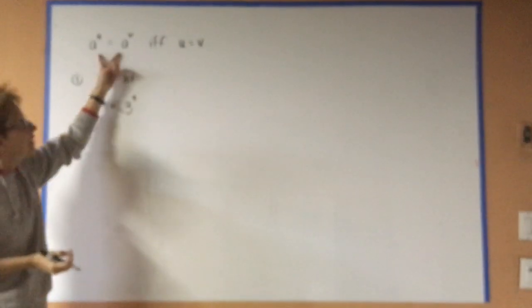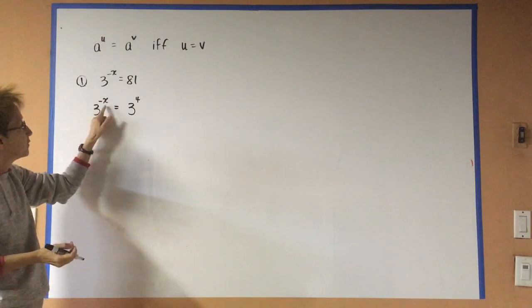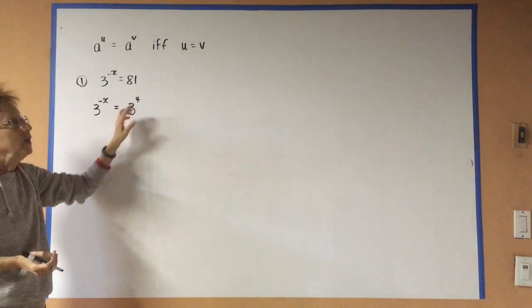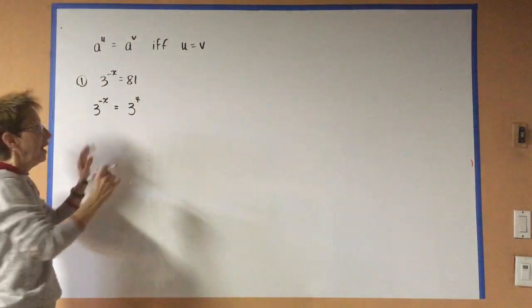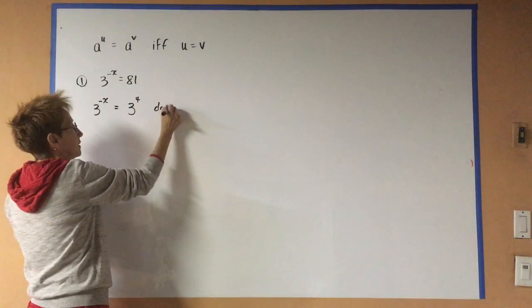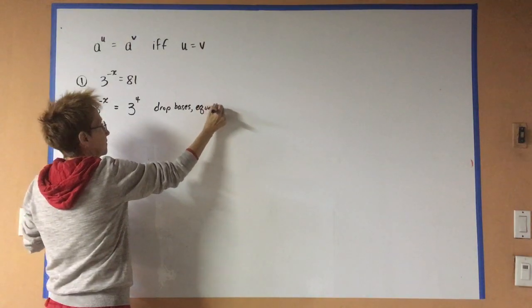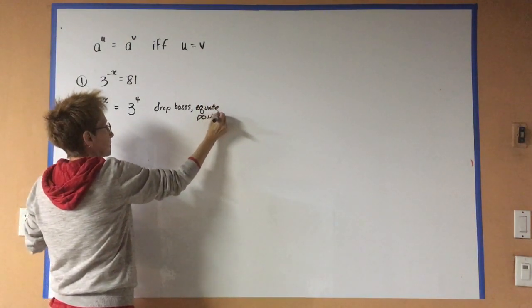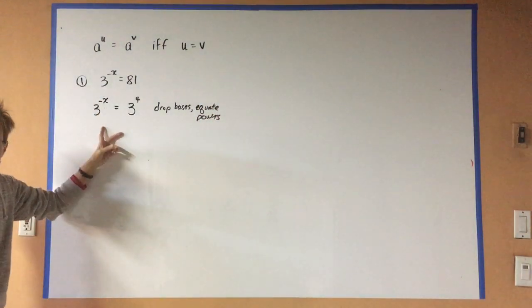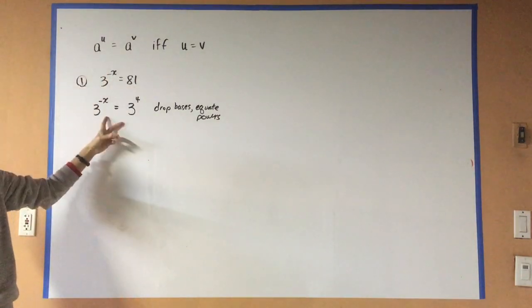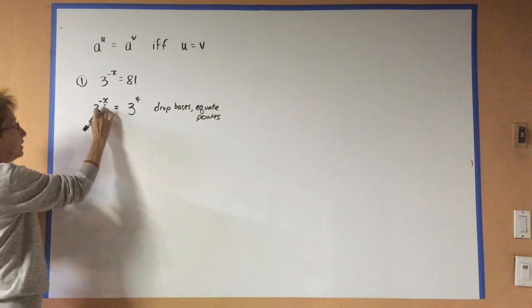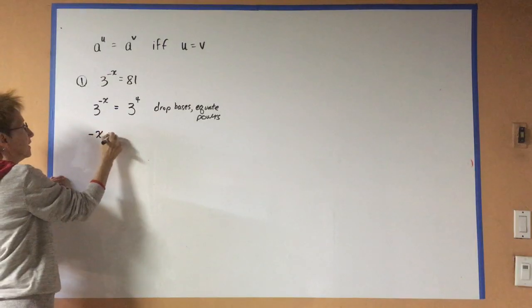So now do I have this property? I have 3 to a power, I have 3 to a power. Once I have this property, I can now drop the bases and equate the powers. And it's not until now that I can do this step, because I have the property sitting right in front of me, so I'll do that. So this is what I have: negative x equals 4.